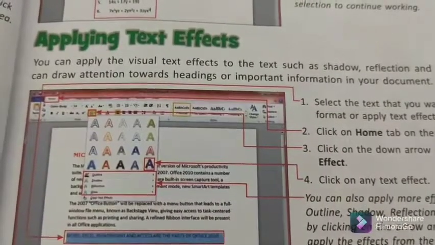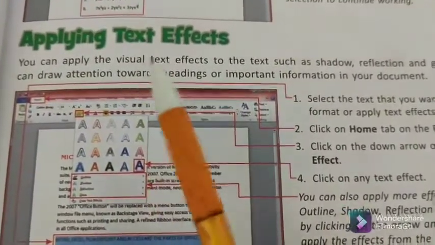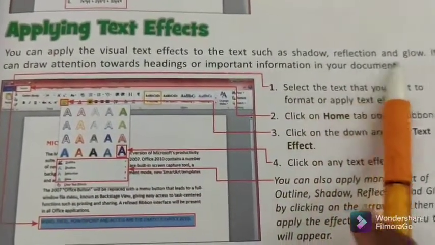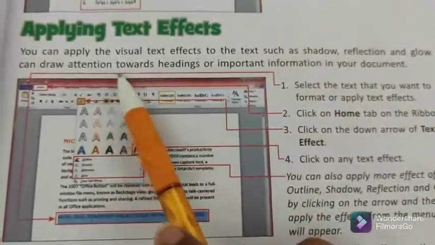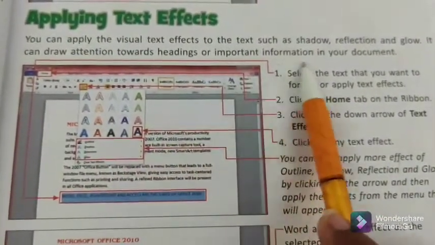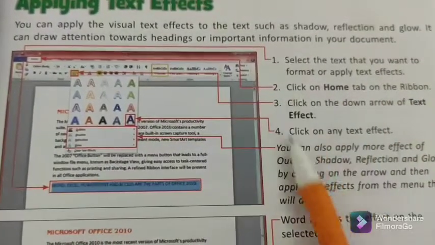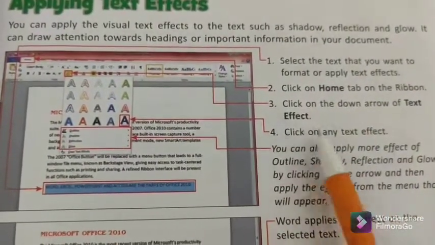Now next is applying text effect. So we can apply a visual text effect to the text such as a shadow, reflection and glow. It can draw attention towards headings and important information in your document. So here the very simple steps are available. You can perform it very easily.